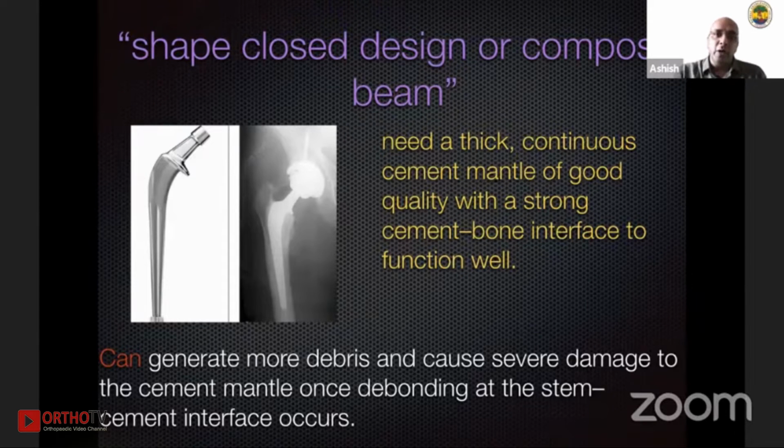So you stick the cement on the stem, and the cement is impacted very well in the cancellous bone and it interlocks with the cancellous bone. So the stem, cement, and the cancellous bone become one seamless, continuous beam which transfers the load. So this is the principle of the shape closed design. Here you do not want the stem to move. You want the stem to be rigidly fixed to the cement and the cement rigidly fixed to the bone.